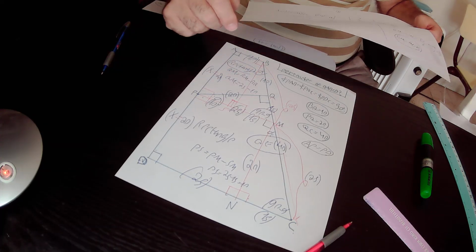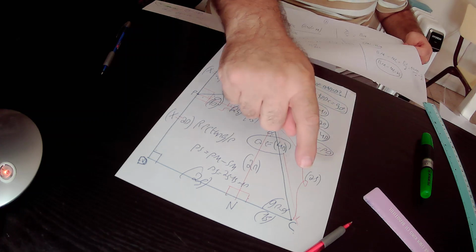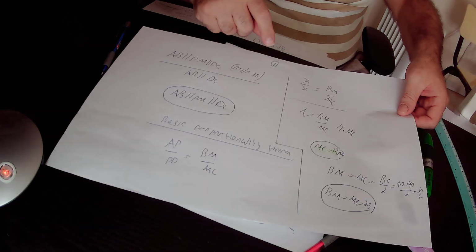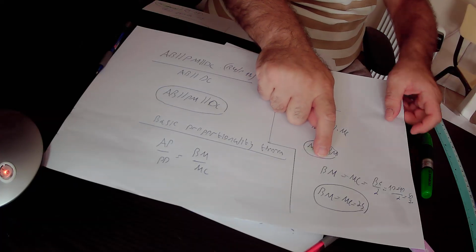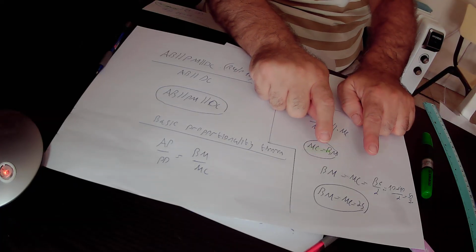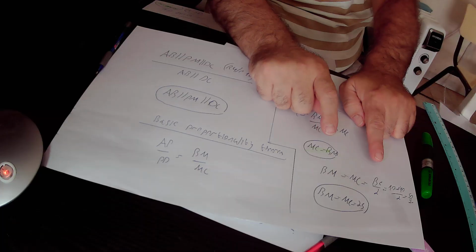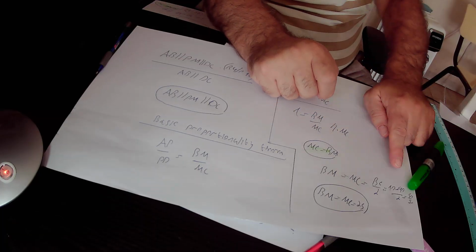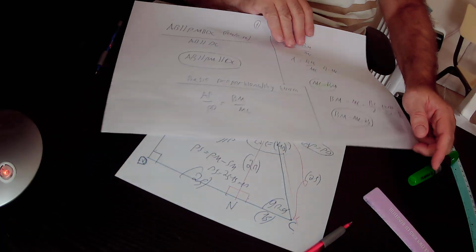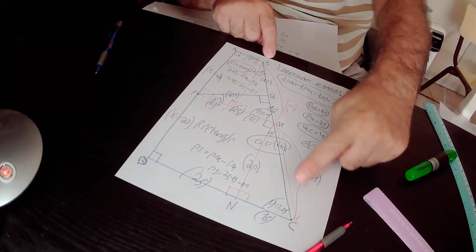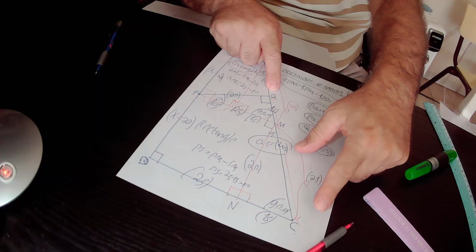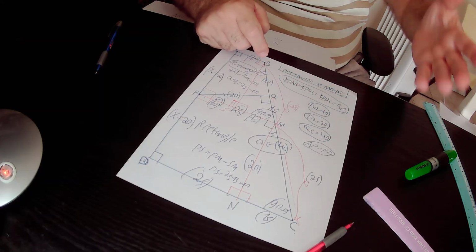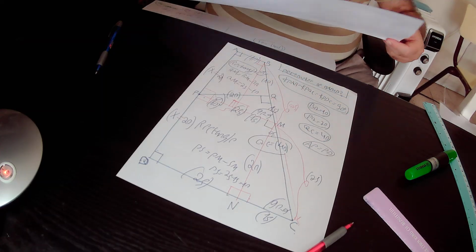Each half, of course, must be equal to BC over 2. But what is the length of BC? BC in total equals BQ, that is 10, plus QC, that is 40. So in total, BC equals 10 plus 40, that is 50.